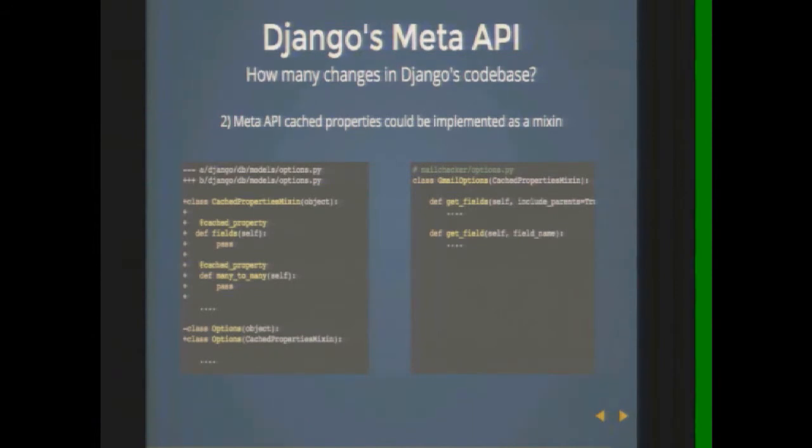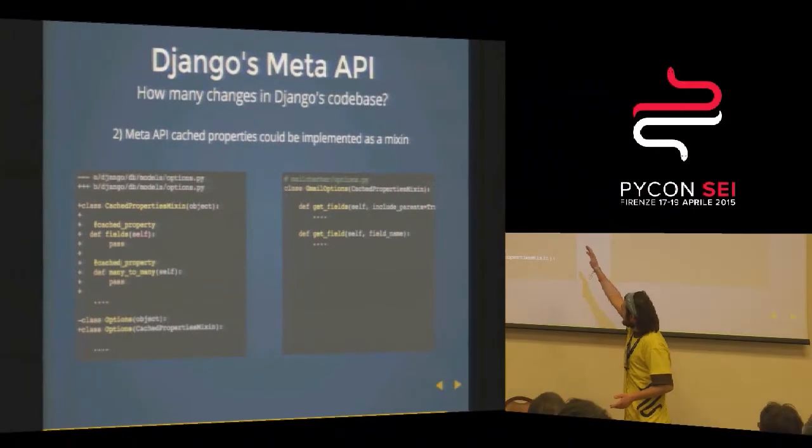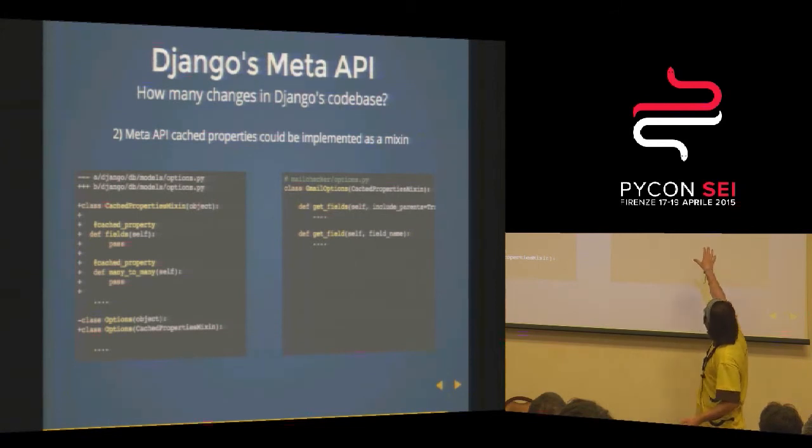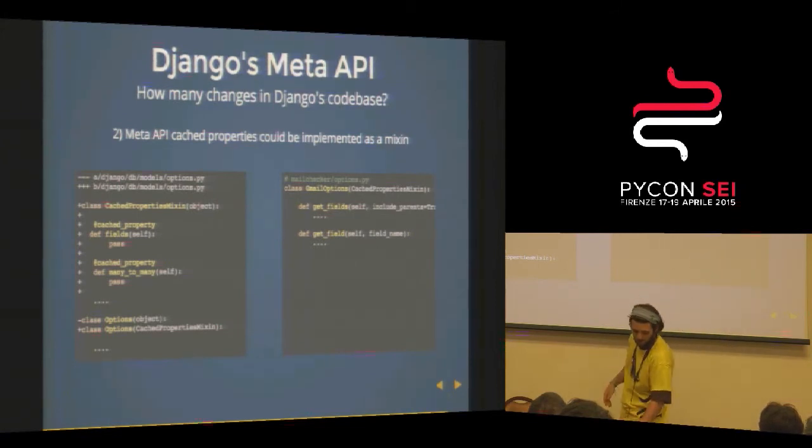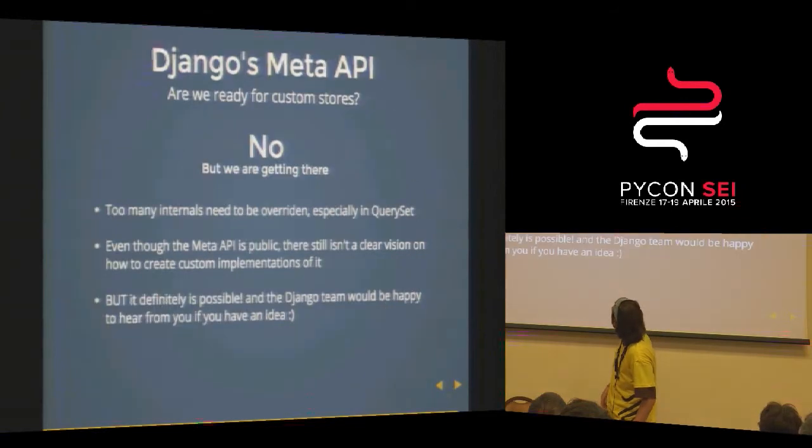Second thing I did is, we have some cache properties inside of the Meta API to make it more performant. Instead of re-implementing all those cache properties, which are fields many-to-many, and those are used inside of Django, one thing which we could do is move them inside a mixin. So move all those components inside a mixin. The cache properties actually used get fields. So if we move them inside a mixin and re-implement options with the cache properties mixin inside the Django source code, then we can just create our Gmail options with cache properties mixin, and this should work.